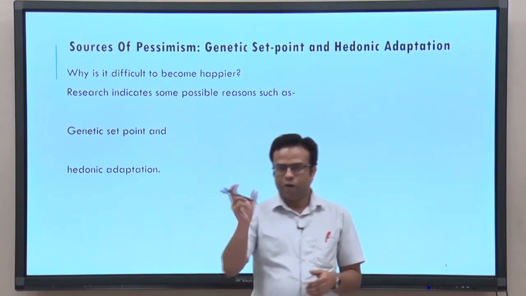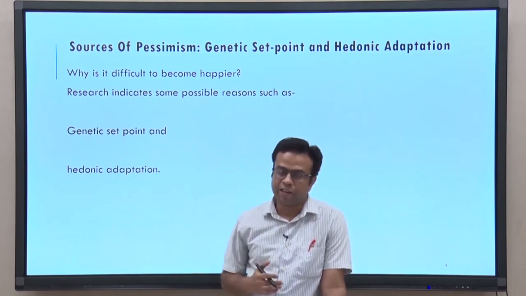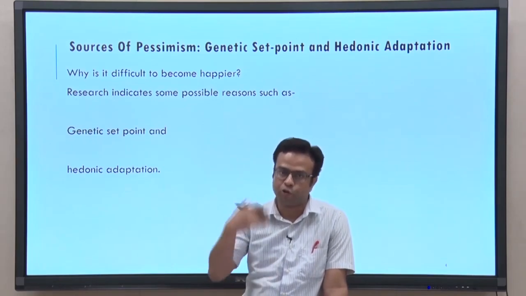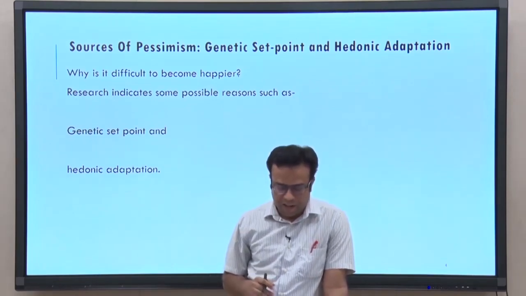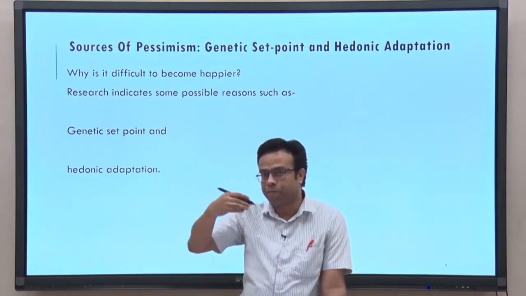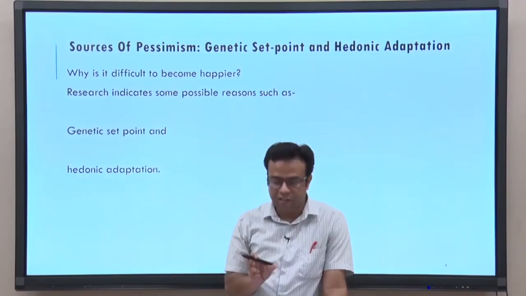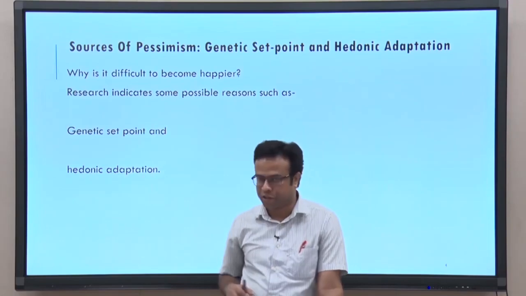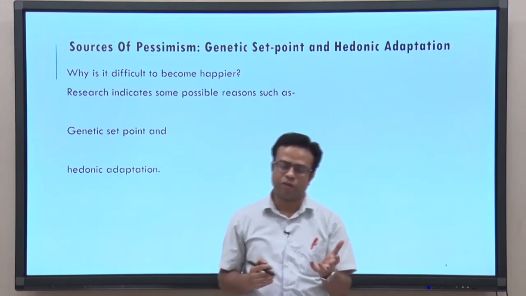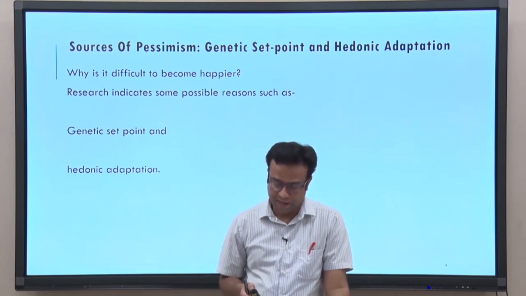So, there are two particular sources of pessimism in this direction, particularly whether we can increase our sense of happiness. There are two important obstacles to our pursuit of happiness. Generally, it seems difficult to become happier or increase our present sense of happiness. Some possible reasons are the genetic set point and hedonic adaptation. So, let us see what these two important barriers to enhancing our sense of happiness are. Let us start with the concept of genetic set point.